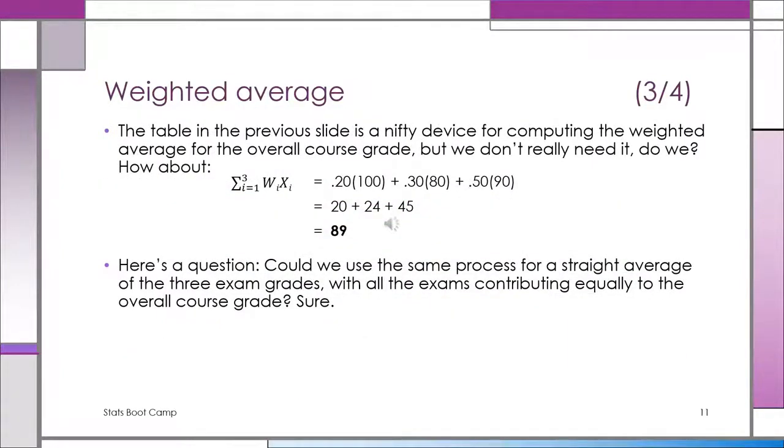The table was nice and made things kind of simple, but it's not very compact. Using summation notation for the weighted average is actually easier to do. You take a look, you have the weights, you have the grades. It turns out to be 89, exactly the same as what we had before.